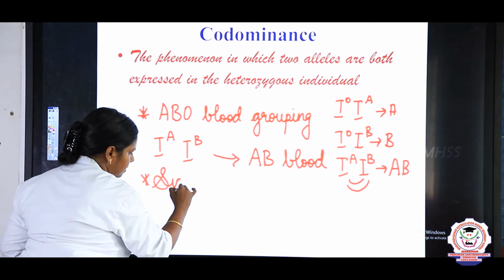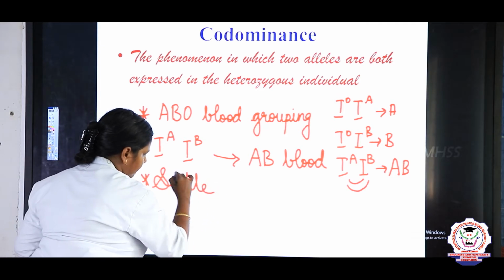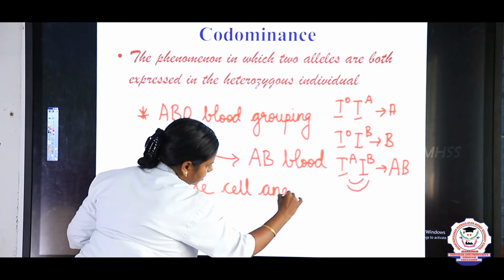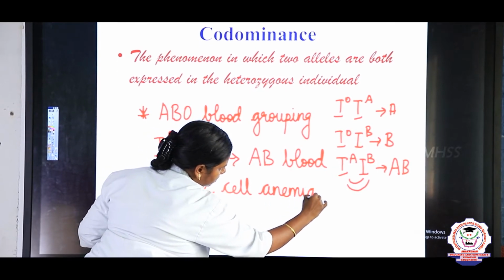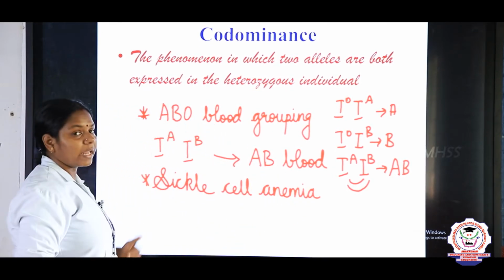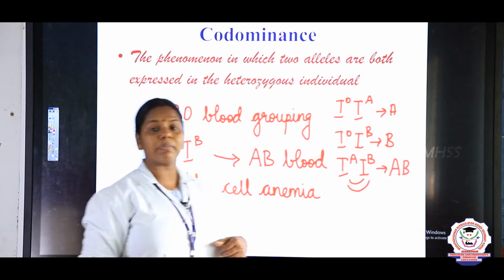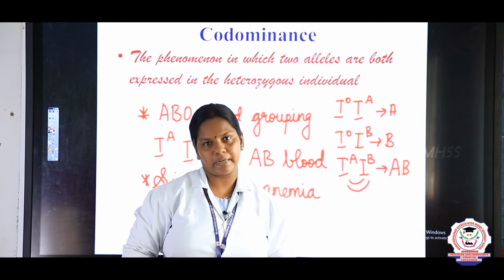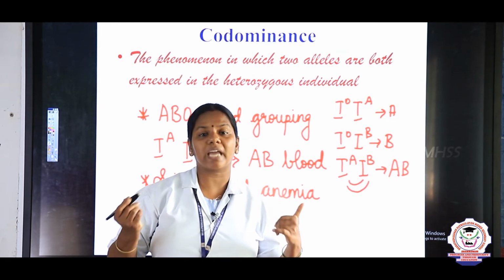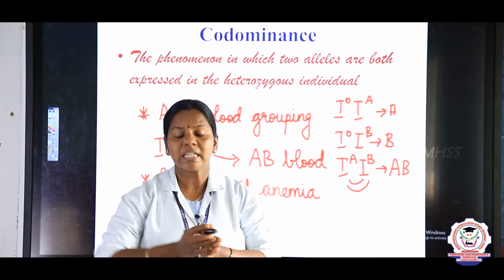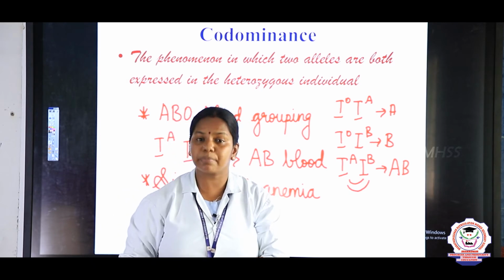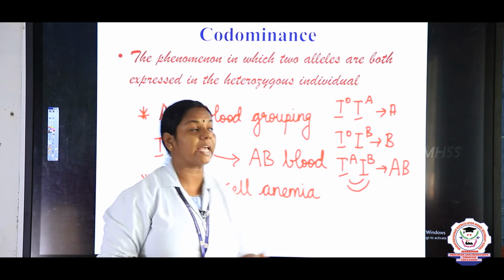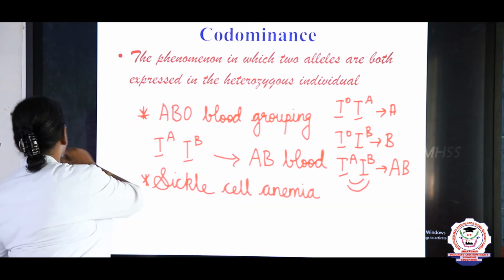Sickle cell anemia. Likewise, we can also give the example in Gossypium. Gossypium is the cotton plant, right? When two plants with different characters are crossed, the next generation exhibits the characters of both the parents. And now let us see one more example for codominance.